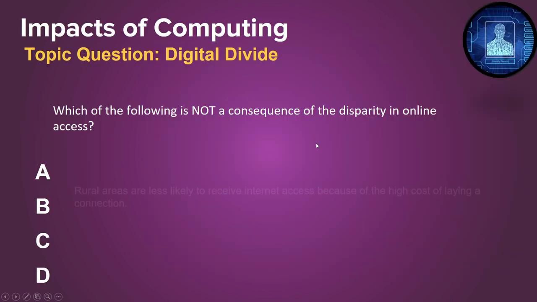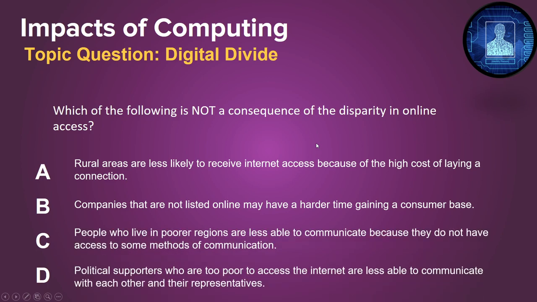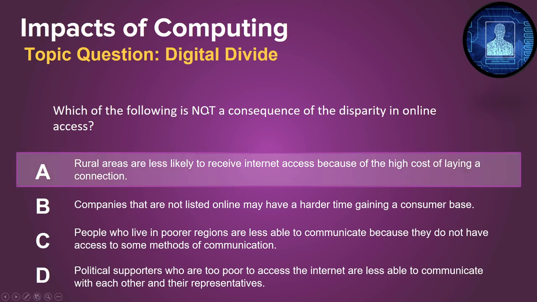All right, I'm going to skip this question because, you can pause the video if you like. What is not a consequence of digital disparity in online access? And this is talking about a consequence. Okay, so this is the key word here, consequence. And so that's A, right? This is the reason why there may be a disparity in the future. So that's the reason, the cause, but not a consequence, right? So this is the reason why some areas may not have internet access, but it's not the result of not having internet access.